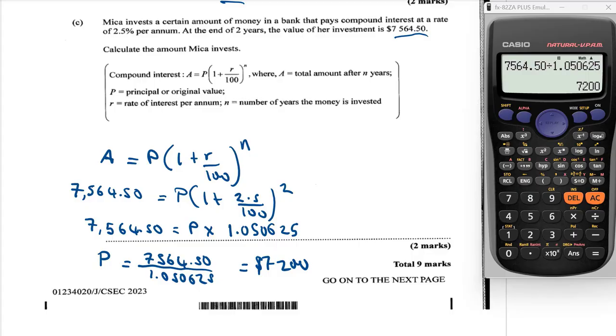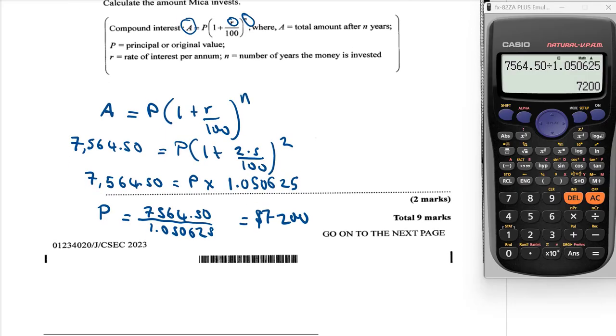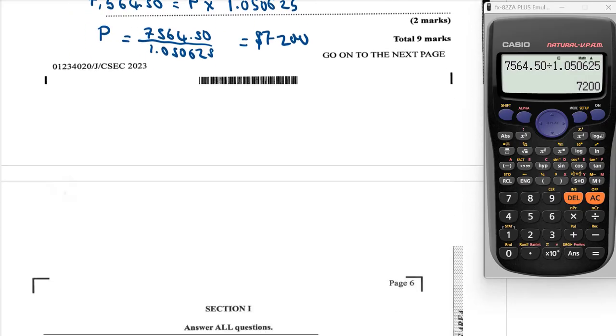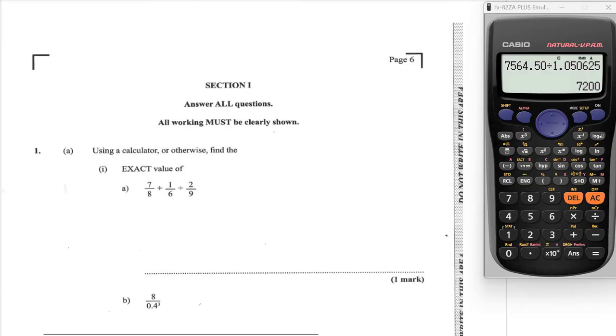All we had to do was to substitute the information that is given. So we were given 2 years, which is N, and we were given the rate, which is R, and we were given the investment or the amount after 2 years, and that is A. Nothing hard here. Of course, we are getting the practice, so if we see a next question like this, we know what to do. Let's move to the next question.